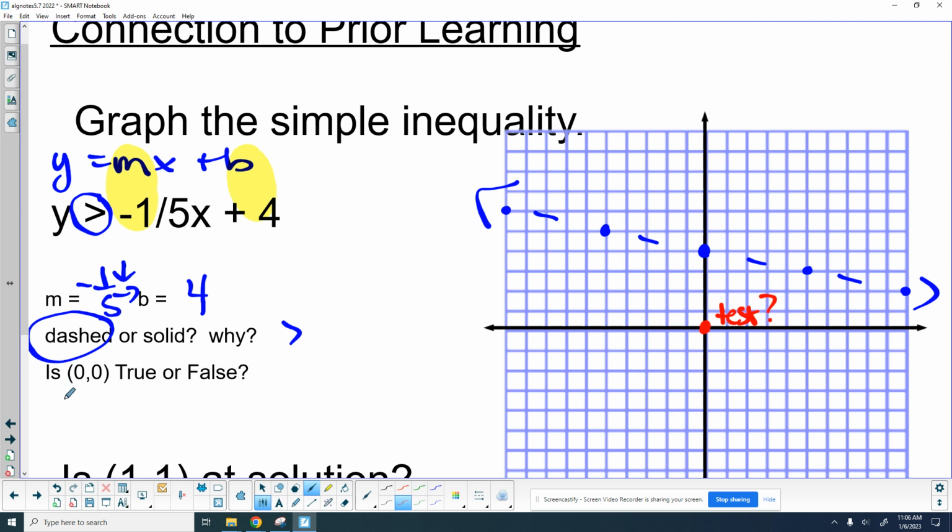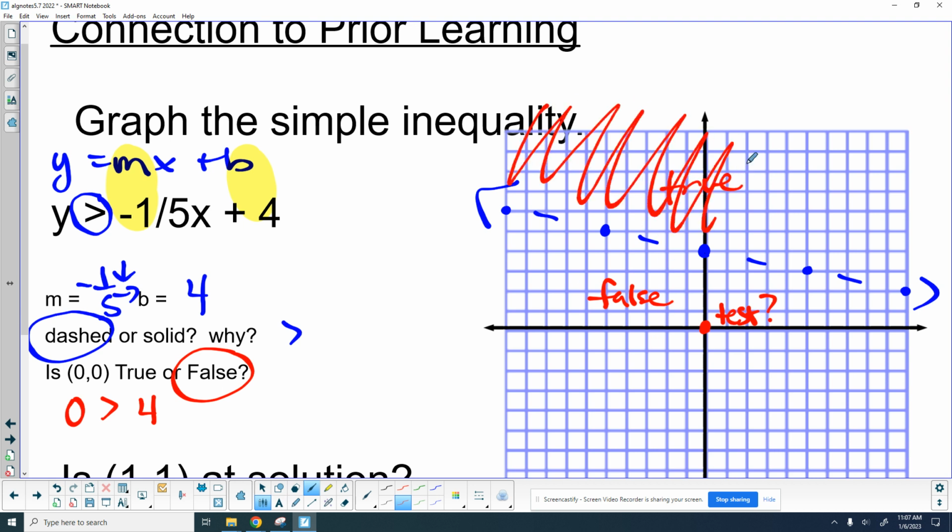So in for y, I'm going to put 0 is greater than -1/5 times 0, which is 0. So that just zeroes out. And then the 4 just drops down. And I see if it's true or false. So 0 is greater than 4. Well, that is false. 0 is not greater than 4. 0 is smaller than 4. So this test point that I decided on is on the false side of the line. So the true side would be the other side. And I always shade the true side. There's never a case where I shade the false side.